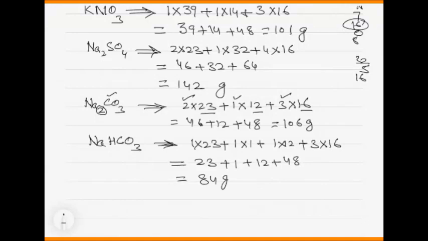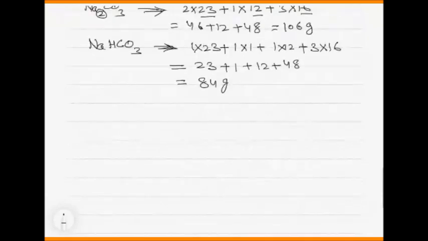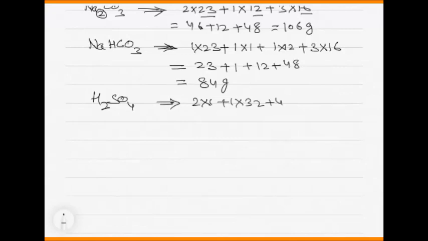After sodium hydrogen carbonate, we go for sulfuric acid. Now sulfuric acid is H2SO4. So similarly, H2SO4 means 2 of hydrogen into 1 plus 1 of sulfur into 32 and 4 of oxygen into 16 atomic masses. So this comes out to be 2 plus 32 plus 64. So this is 98 grams here.